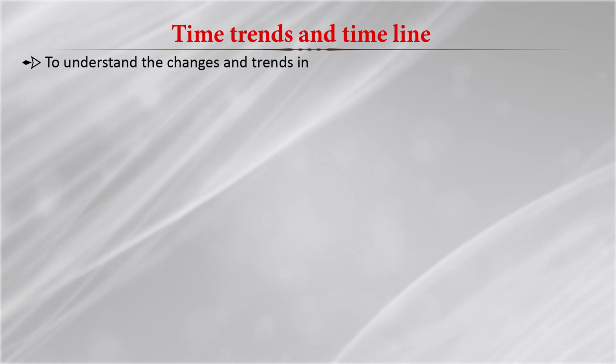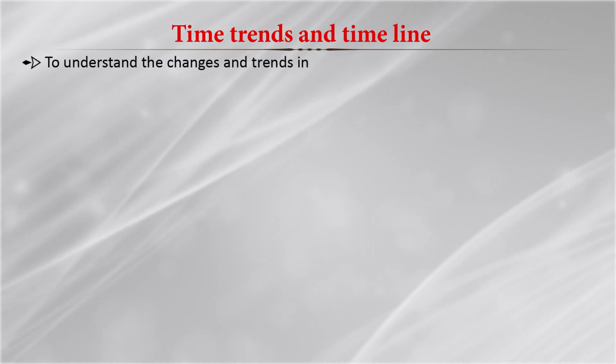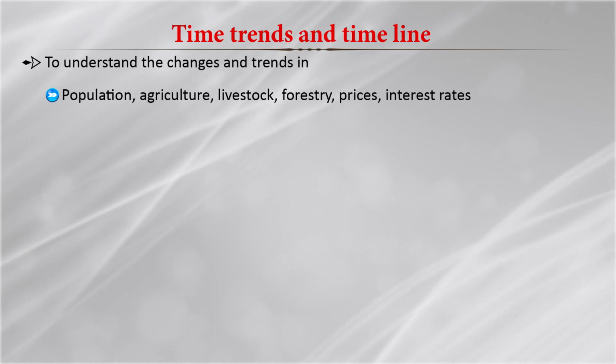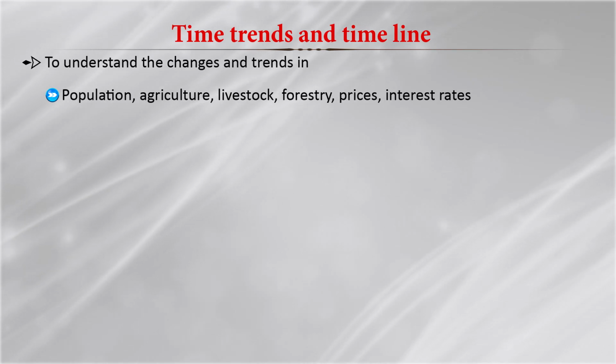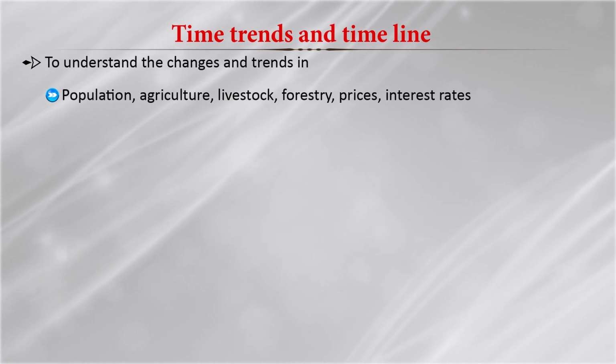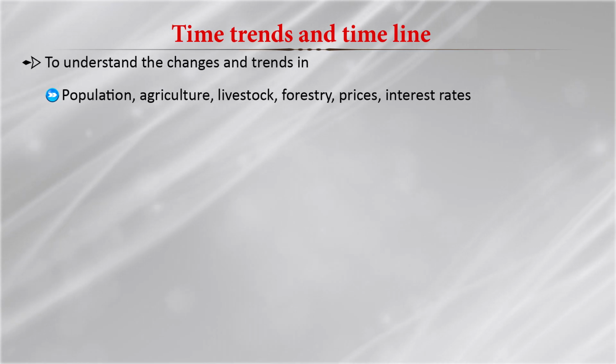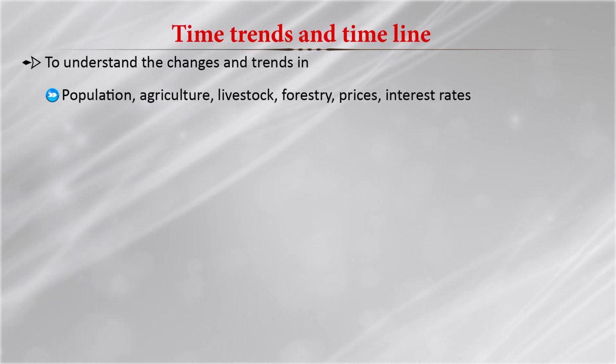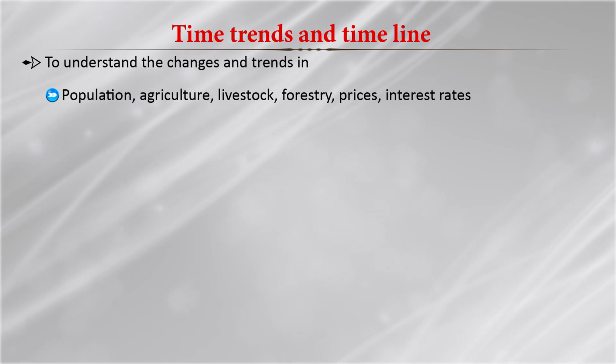And another technique is the time trend and timeline. Actually, we prepare the time trend and timeline to understand the changes and trends in the population, the agriculture scenario, the livestock scenario, the forestry, prices, and basically interest rates. So over the period of time, what are the changes taking place on these aspects?